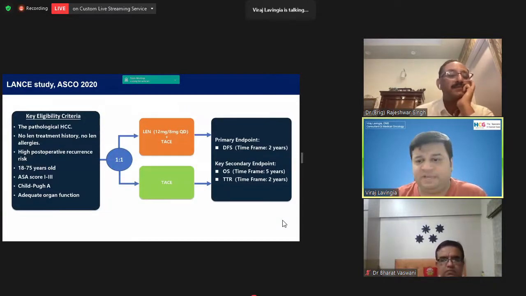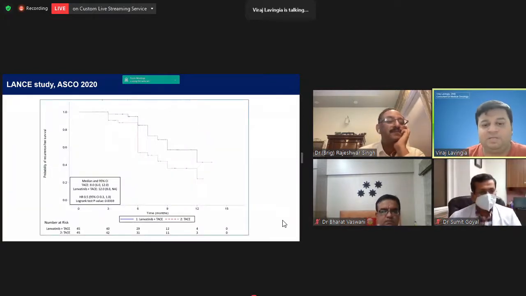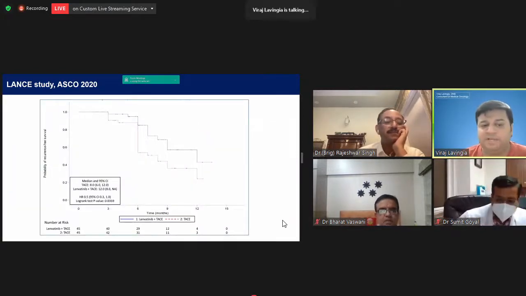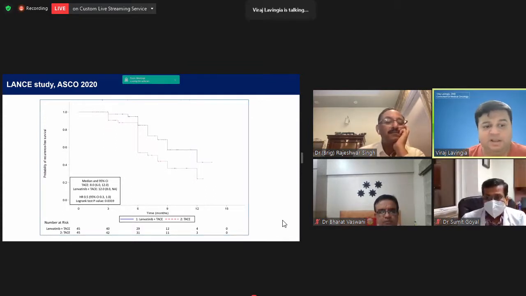Interesting data we have for lenvatinib, with the newer TKIs after TACE. Again, this was presented last year at ASCO. A small study, about 100 patients. They showed that if you do only TACE, it's 8 months. If you do TACE plus lenvatinib, it is about 12 months. We need to wait for overall survival data and a bigger cohort study before we start incorporating.